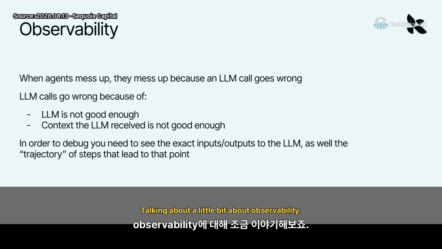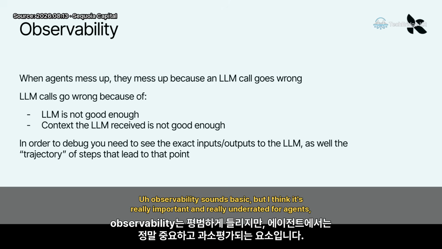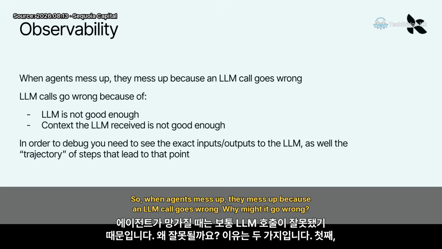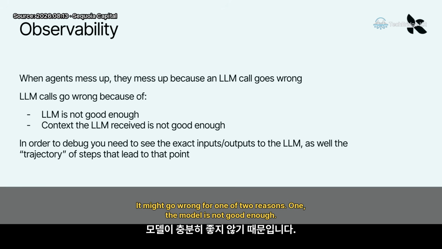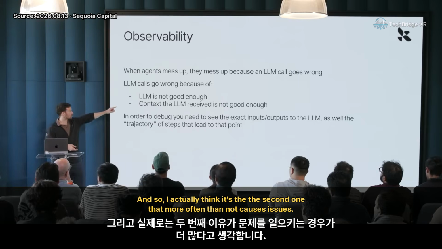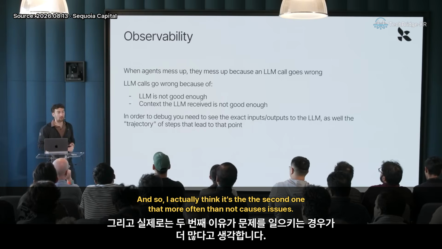Talking a little bit about observability. Observability sounds basic, but I think it's really important and really underrated for agents, actually. So when agents mess up, they mess up because an LLM call goes wrong. Why might it go wrong? It might go wrong for one of two reasons. One, the model's not good enough. Two, the context that the LLM received isn't good enough. And so I actually think it's the second one that more often than not causes issues.